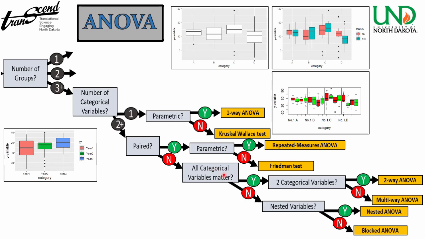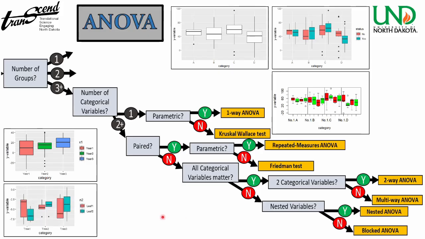Then let's finish out with this question here. Do all categorical variables matter? Remember what I talked about with fixed and random effects. So really this is starting to get into random effects. If you say no, so not all of your categorical variables matter, you're probably doing something more advanced like nested or blocked ANOVA. If it's a nested variable, it's nested ANOVA. If not, it's blocked.